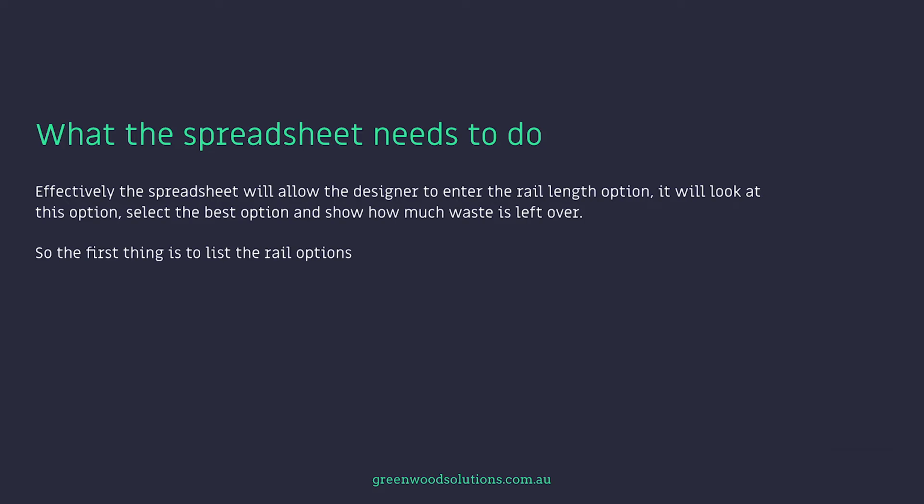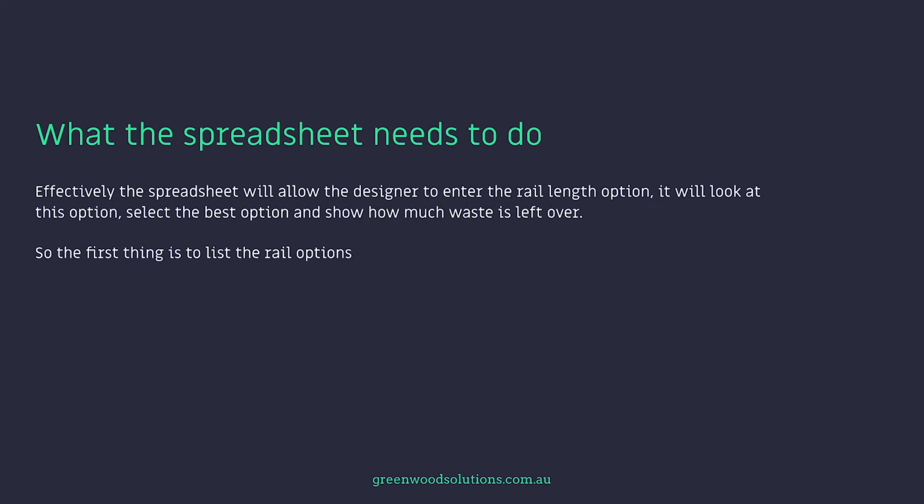The reality is there may only be 2 rail lengths on offer from the particular manufacturer that you guys use. Effectively, the spreadsheet will allow the designer to enter the rail length options. It will look at these options, select the best option, and show how much waste is left over. Oh, brilliant, eh? Yeah. Well, I thought so when I was putting these calculations together. It took me long enough.